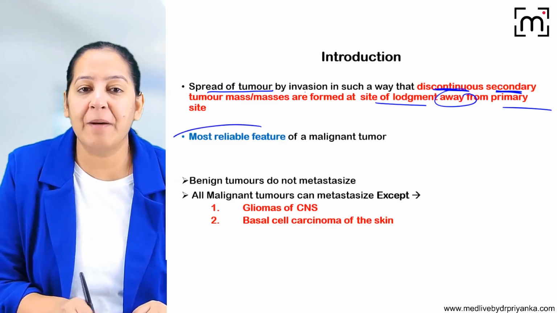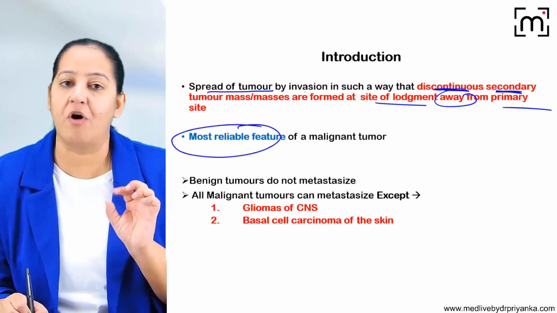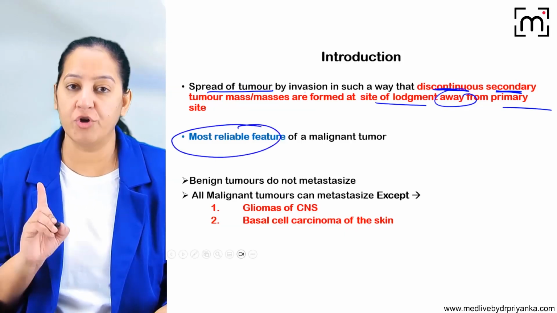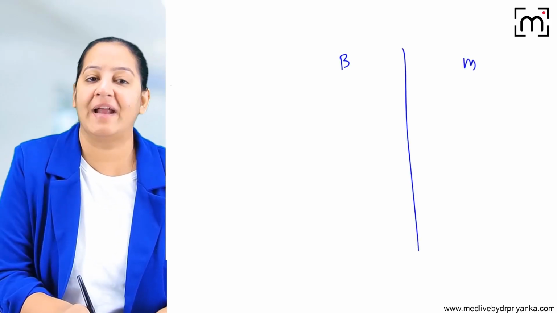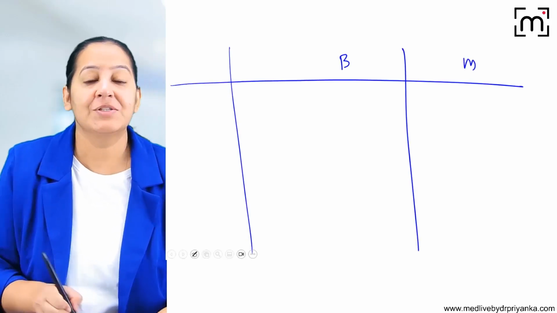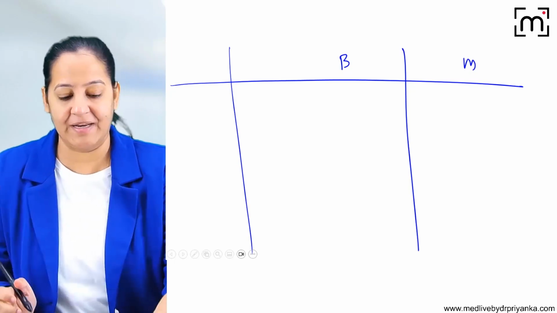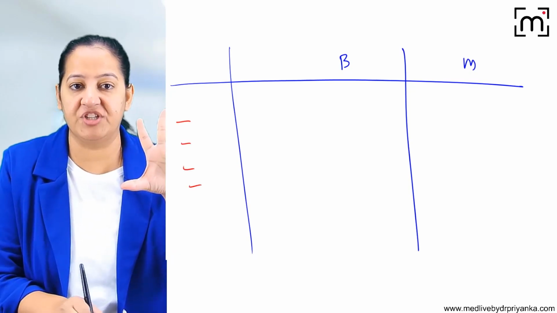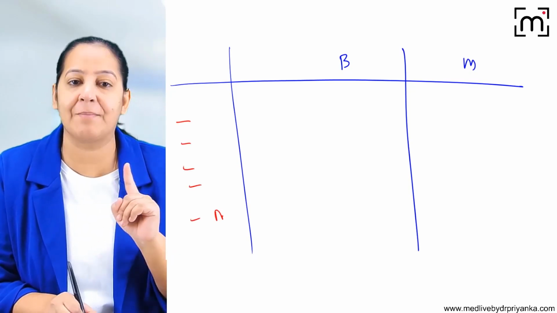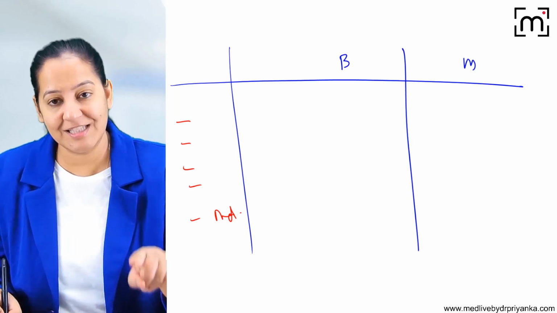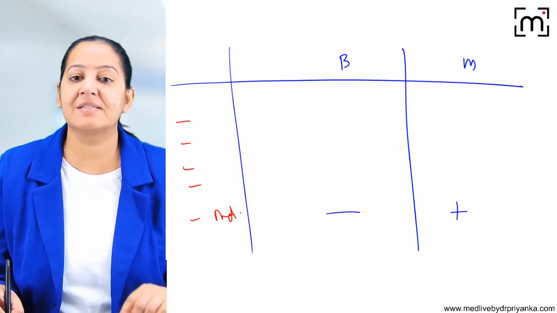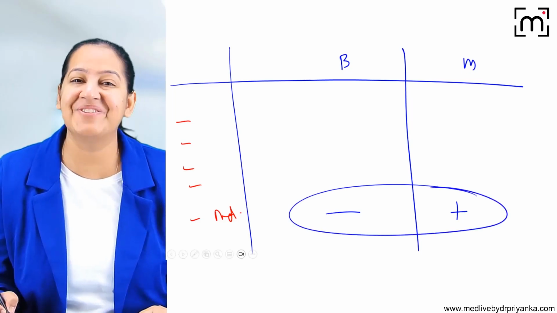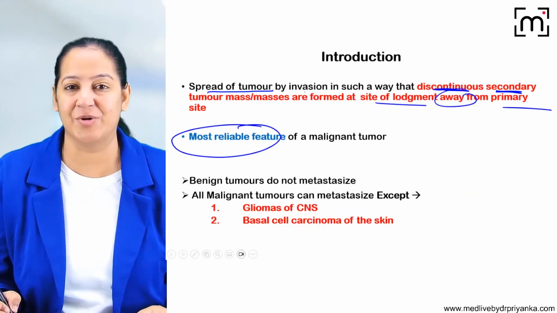It is the most reliable sign or feature of malignancy. I hope you have watched my video on benign versus malignant tumor. If you have not watched, please watch that. So how to differentiate benign tumor from malignant tumor? There are 5 ways to differentiate, but the most important is the metastasis. If metastasis is present, it has to be malignant. If it is absent, it has to be benign. So metastasis is the most reliable sign to differentiate the benign tumor from the malignant tumor.